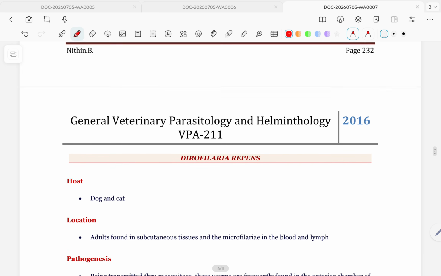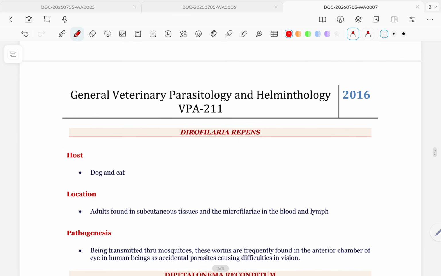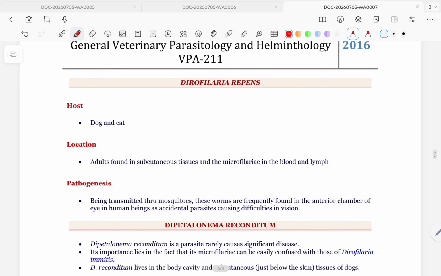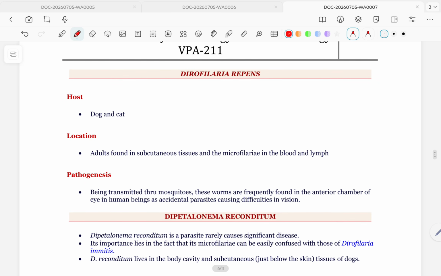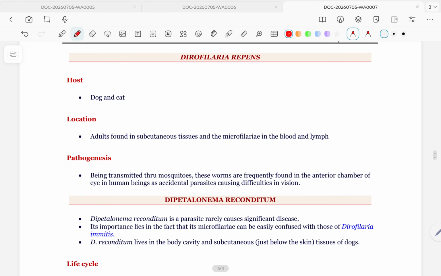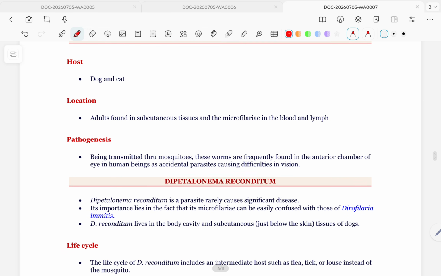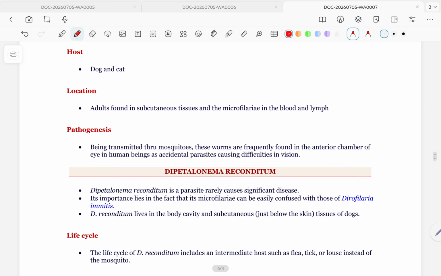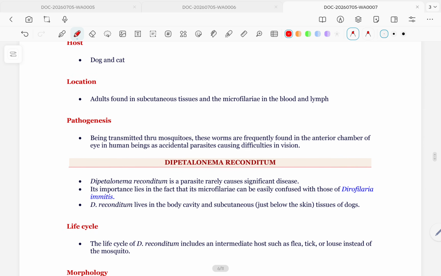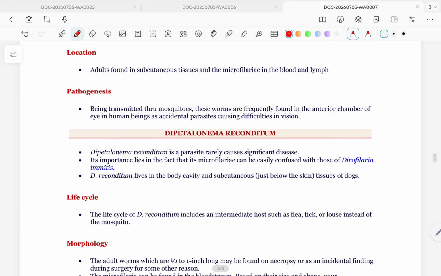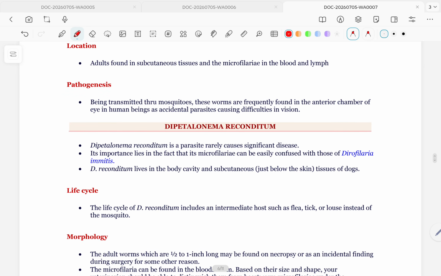Dirofilaria repens. Host: dog and cat. Location: adults are found in subcutaneous tissue and the microfilariae in the blood and lymph. Pathogenesis: transmitted through mosquito. These worms are frequently found in the anterior chamber of the eye in human beings as accidental parasites, causing difficulties in vision.